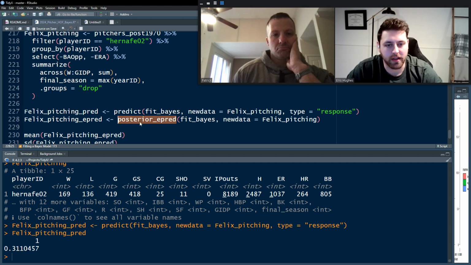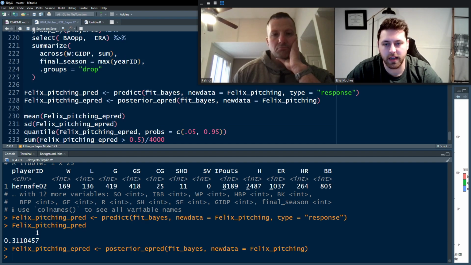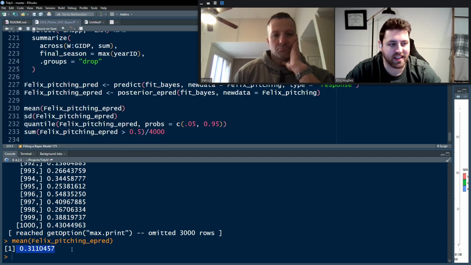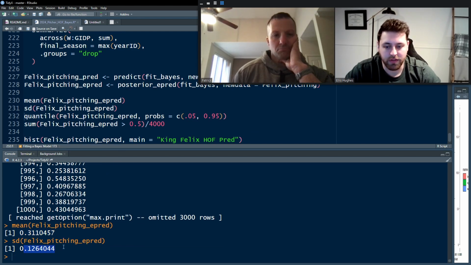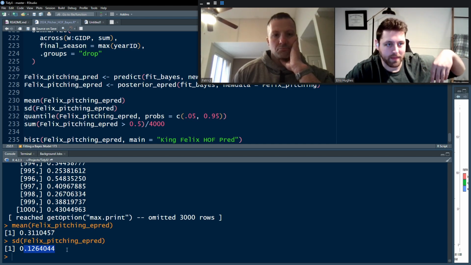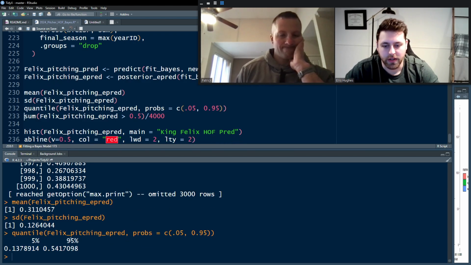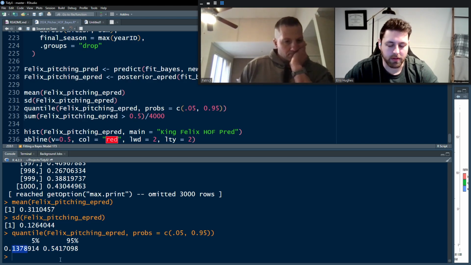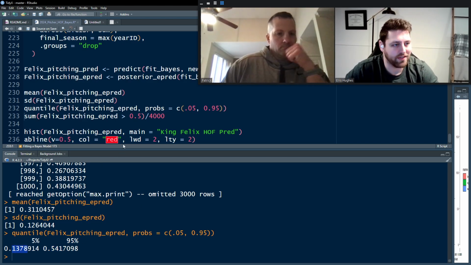So we generate the posterior EPRED, taking fit Bayes and throwing in Felix's data set here. We get this long 4,000 row matrix. If we calculate the mean, again, we get that same value, 0.311. We can get the standard deviation of 12.6. So there's a fairly high variability in Felix getting in. Get the quantiles. So the 95th percent quantile is 54%, and the 5th percent quantile is 13.7%.